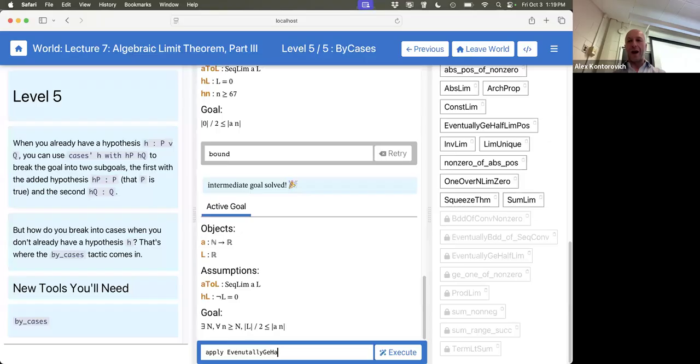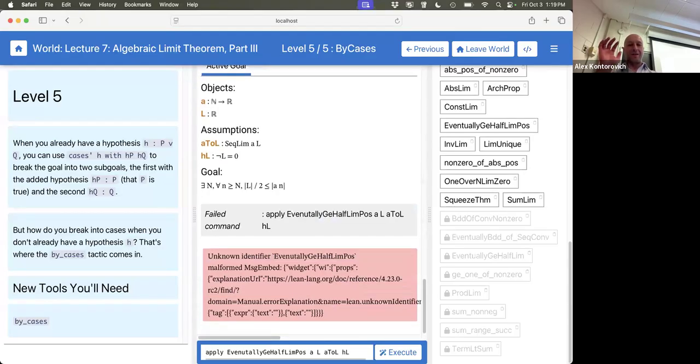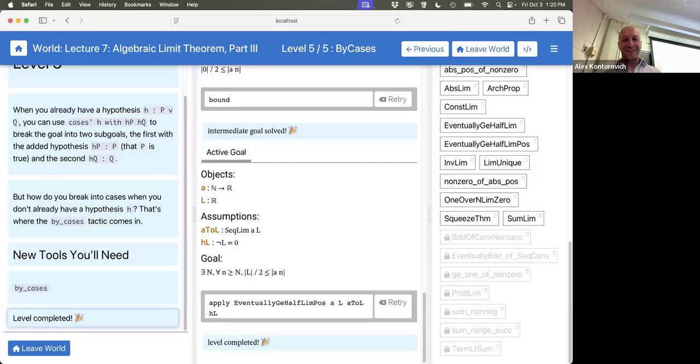Eventually greater than or equal to half limit pos. Can I hover over it? Oh, I can. Nice. If I hover over it, it tells me what it wants. It wants an A, then an L, then the fact that A goes to L, and then the fact that L is not equal to 0, and then we get exactly what we want. What's wrong with eventually? Okay.